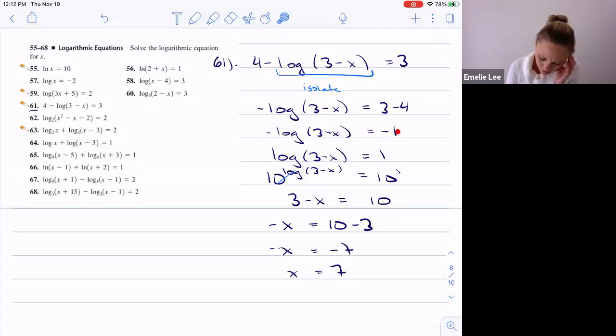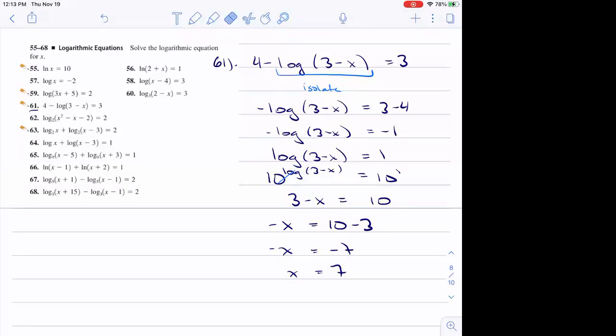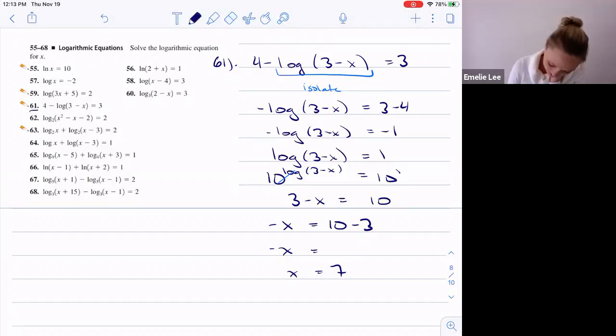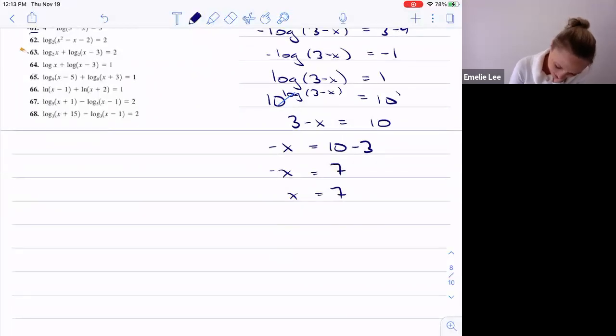3 minus x, 10 to the 1. Oh, 10 minus 3 is not minus 7, second last. Thank you. Took me long enough to get there, right? I'm like, hey, what happened here? Okay, so then x is negative 7, right?